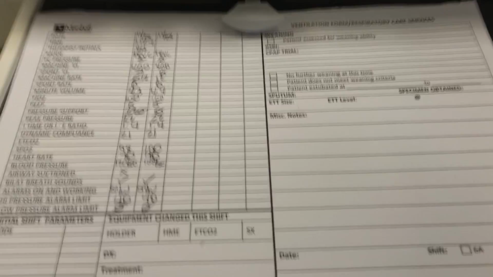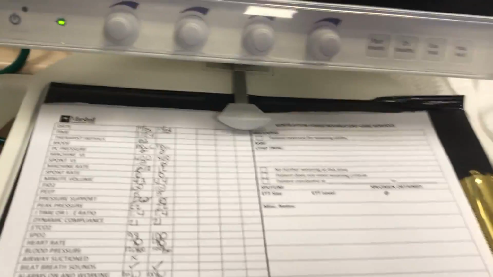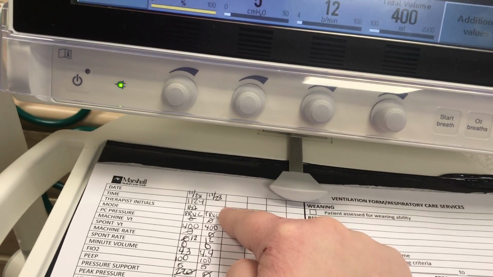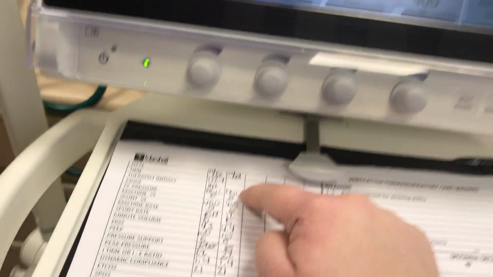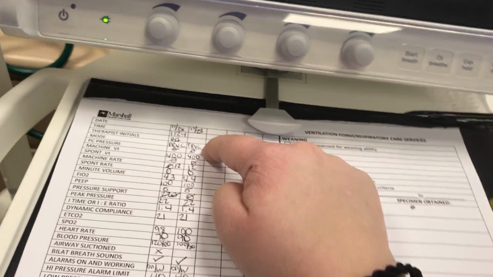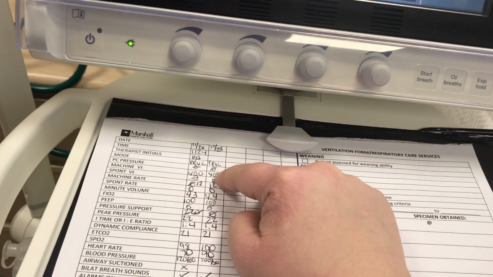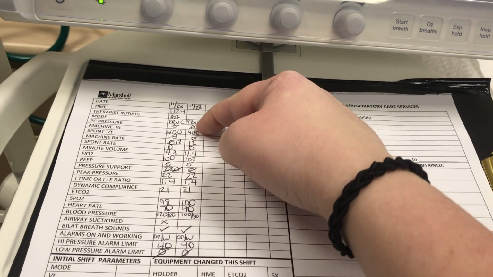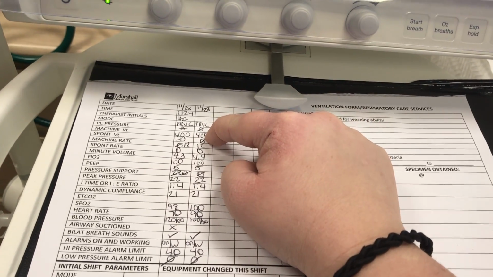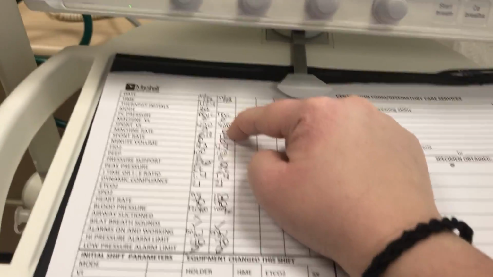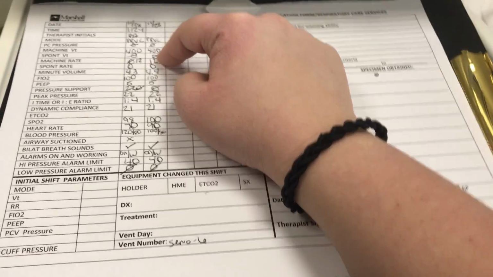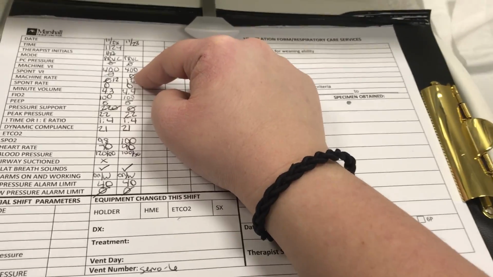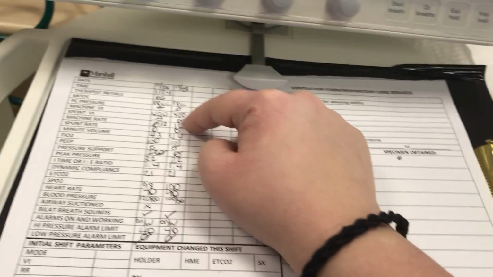And then I'd fill this out as a board, but it's easier to go through that first, show where it's at on there. So I would do date, time, my initials, which mode they're in, which is PRVC. If they're in pressure control, I'd put that pressure level right there. The machine tidal volume, the patient has a breath that's above or below, it's considered a spontaneous tidal volume.